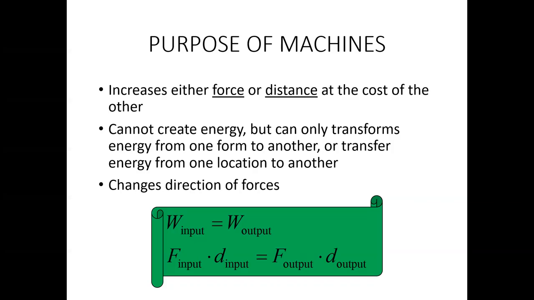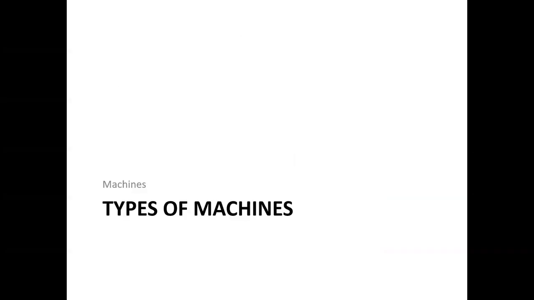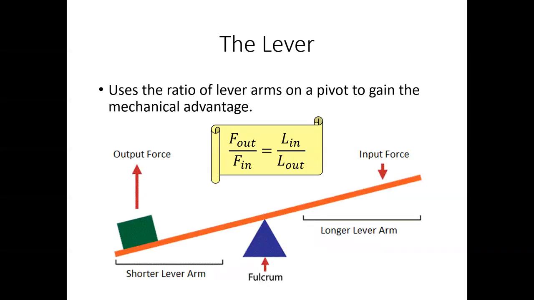Anyways, let's look at a few machines here, starting with the lever. Here's the equation for the lever: F out divided by F in is equal to L in divided by L out. Let's talk about what that means. Let's say I have a fulcrum and a very sturdy and light plank, maybe made out of some titanium or some carbon.